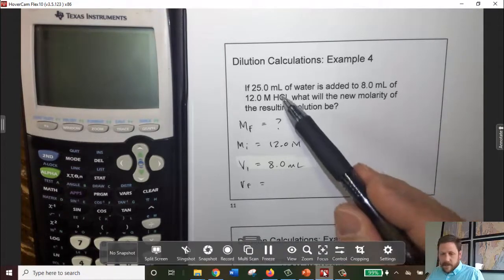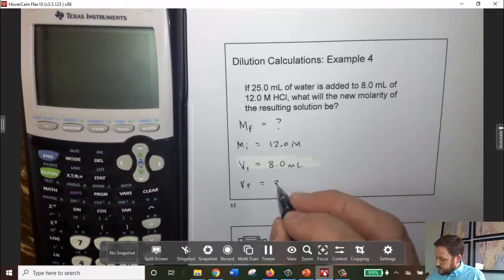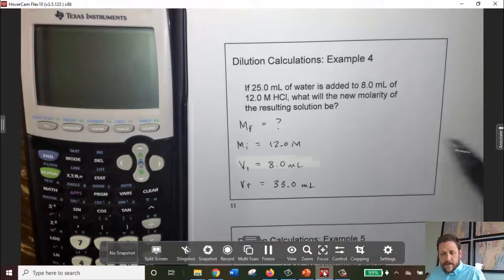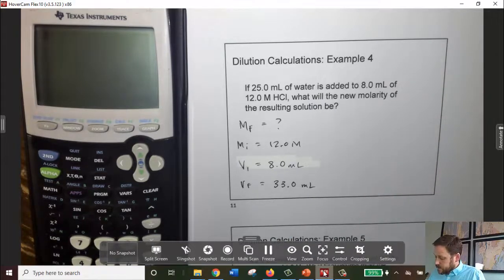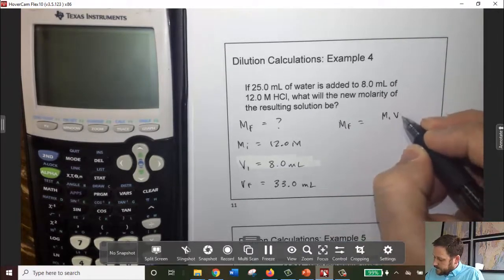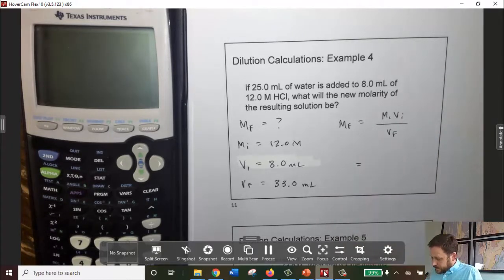Careful. If I add 25 mLs of water to 8 mLs of solution, I'm going to have 33 mLs of solution. So occasionally we have to be careful that the amount of water added, of course, is not the same thing as the final volume of solution. Now I'm going to solve for final molarity. That's MiVi divided by Vf, and I'll go ahead and plug those numbers in.